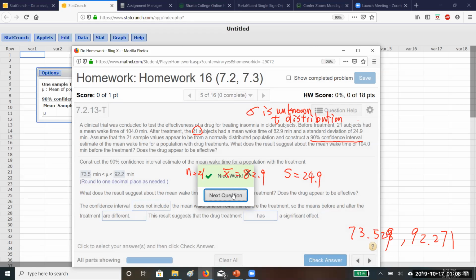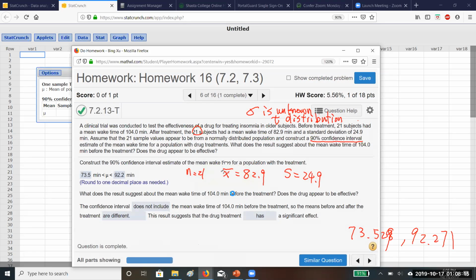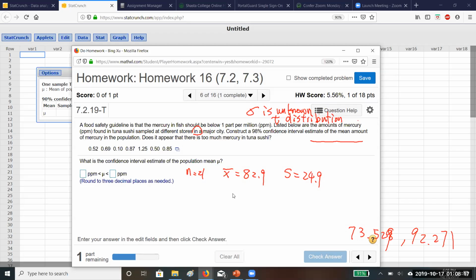Questions on this problem? Nope, I don't have any. Any other questions on the part? Okay, let's talk about this one.